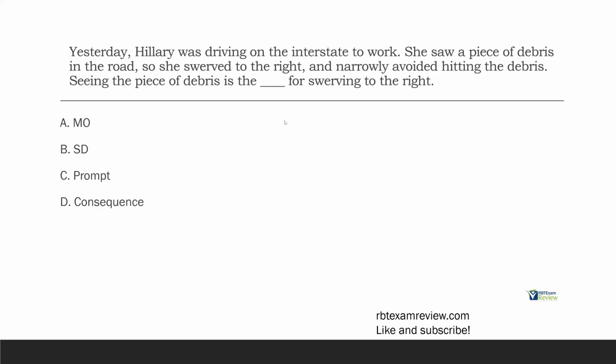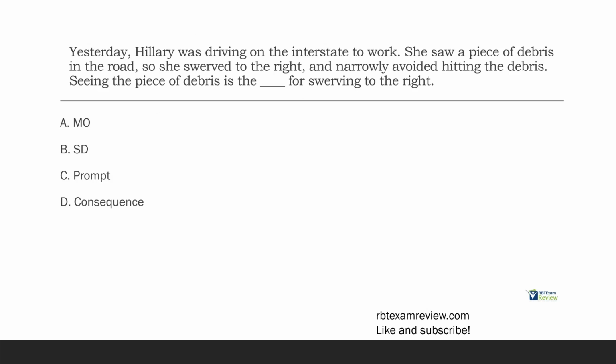Yesterday, Hillary was driving on the interstate to work. She saw a piece of debris in the road, so she swerved to the right and narrowly avoided hitting the debris. Seeing the piece of debris is the blank for swerving to the right. Behavior question. This time we're not talking about reinforcement and punishment. We're talking about the MOs, the SDs, or prompts, okay? What behavior are we talking about? First thing you ask yourself.